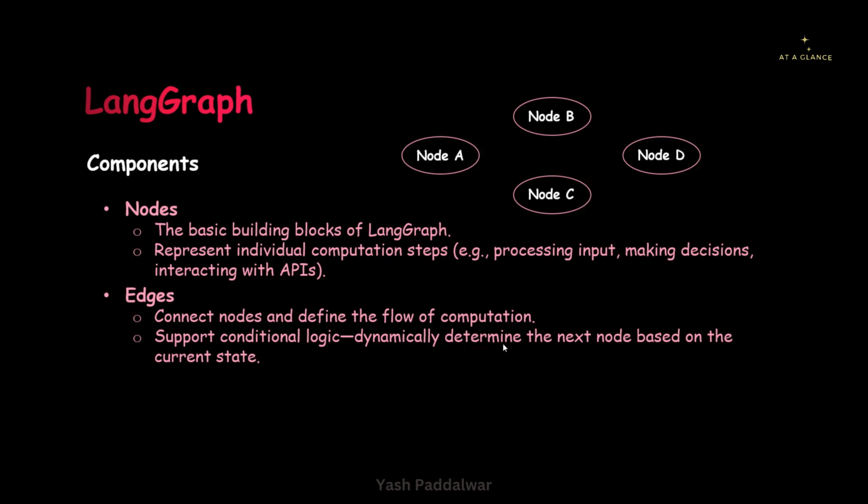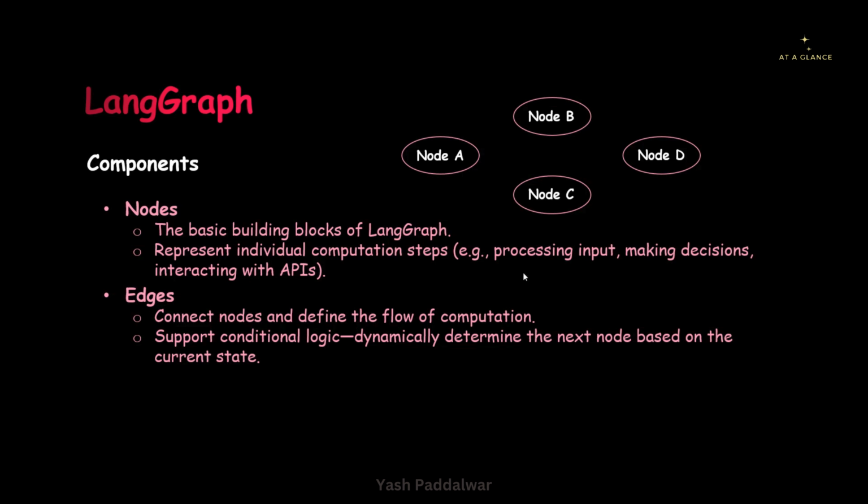So as I said, the control of computation flow is in the hands of edges, but it is totally determined with the help of the current state. This is very much important. The state here plays a very important role. In the next slide, we'll be looking into what exactly a state is.